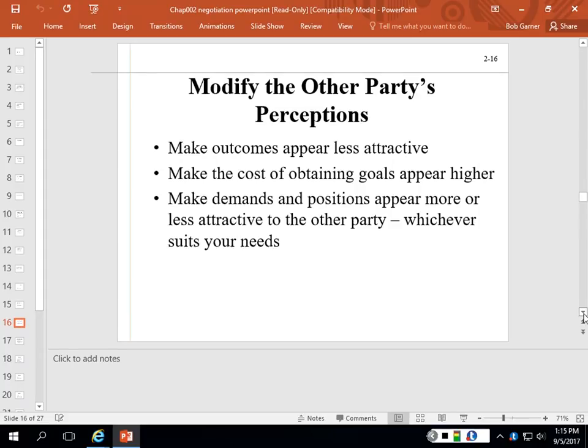So once again, is negotiation sales at some point? Yeah, you've got to sell your position and why you're right. But once again, if you have facts, you're going to be in better shape to do that.